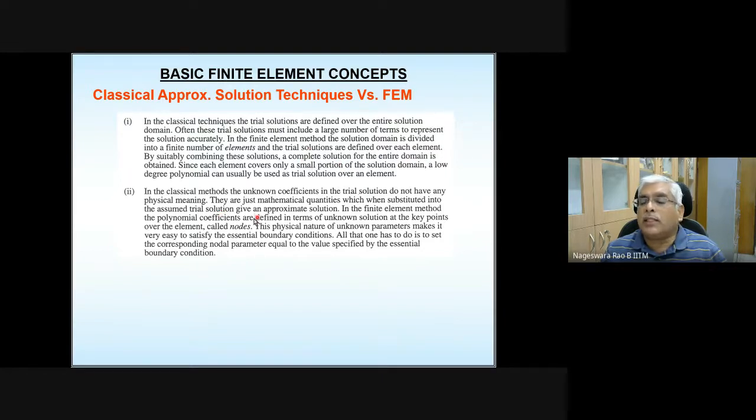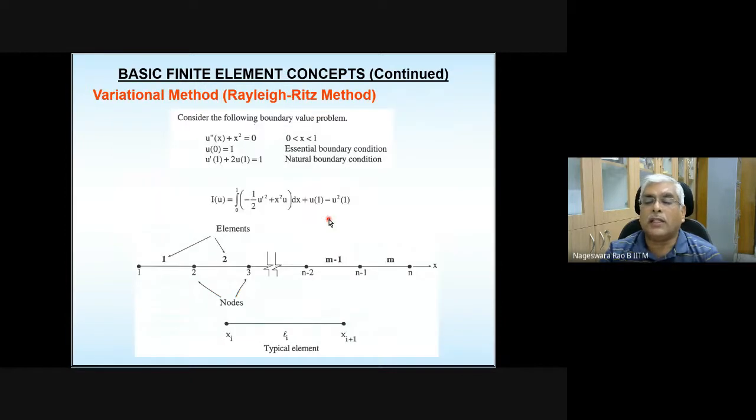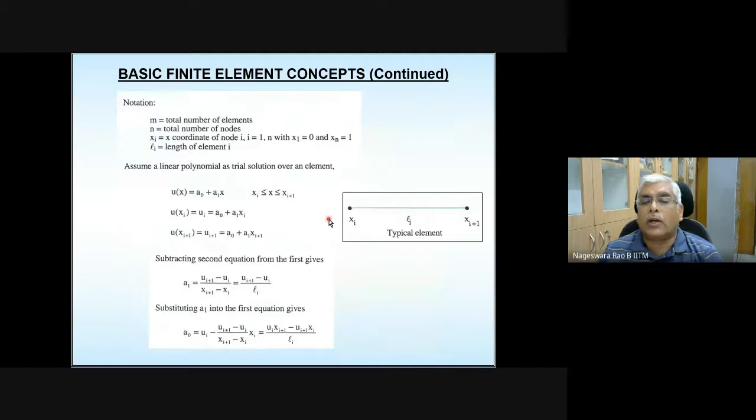And what is the second point? The second point is, in classical approximate solution techniques, the unknown coefficients A0, A1, A2 are all mathematical quantities. They don't have any physical meaning. Whereas with whatever we learned in the last two classes, we brought some physical meaning to these unknown coefficients, A0, A1, such kind of coefficients.